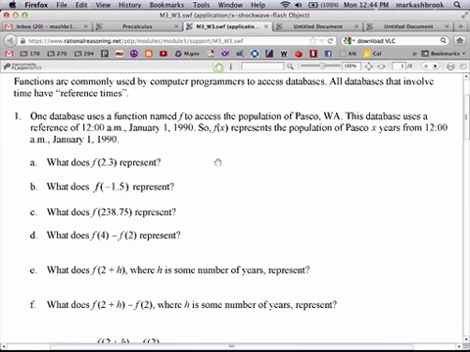There's another way to do this one. Anyone think? Yeah. The population of Pasco, Washington, some number of years after January 1st, 1992. Did you hear that? So the population of Pasco, h years or some number of years after what date? January 1st, 1992. Either are fine. So 2 and a number of years after 1990, or h years after January 1st, 1992.